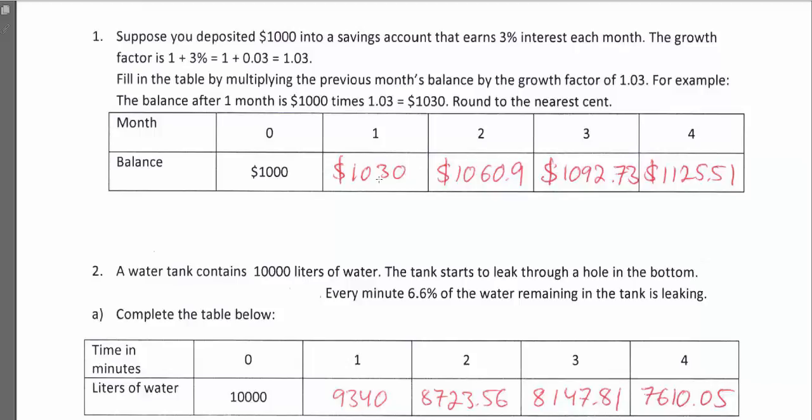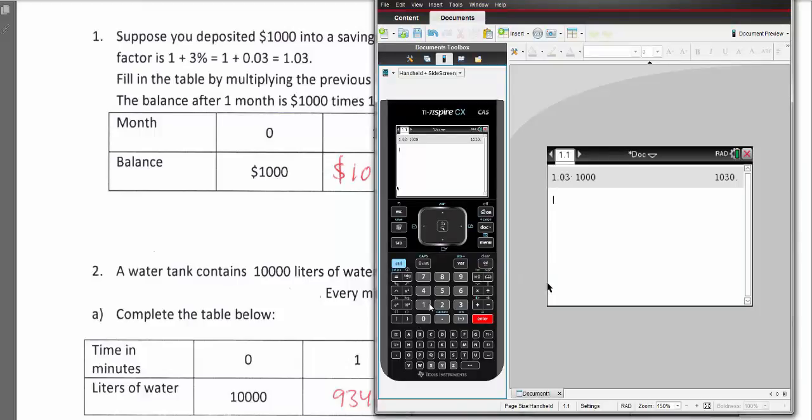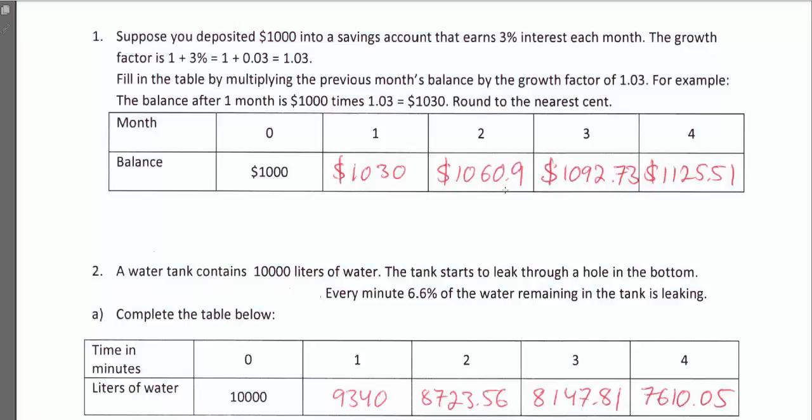Now, to come to this, we have to use this amount, times it by 1.03, because now we get 3% of this, and we have to add it to 1,030. Okay, so same factor, 1.03 times 1,030 is 1,060.9.